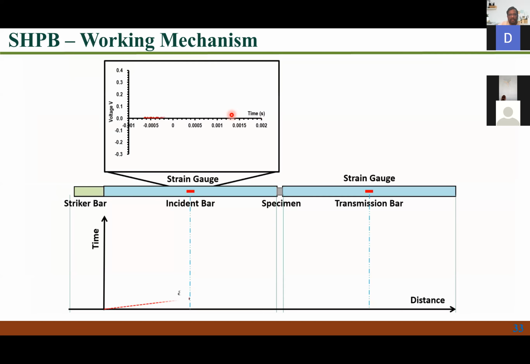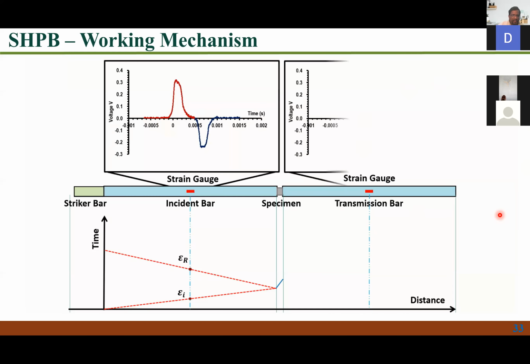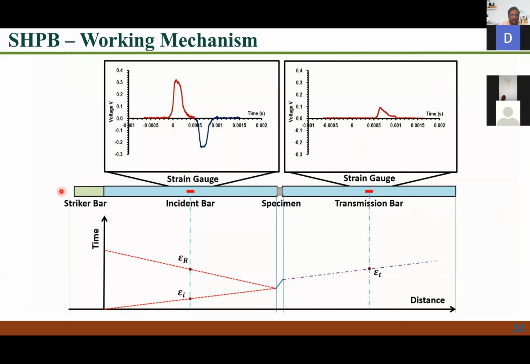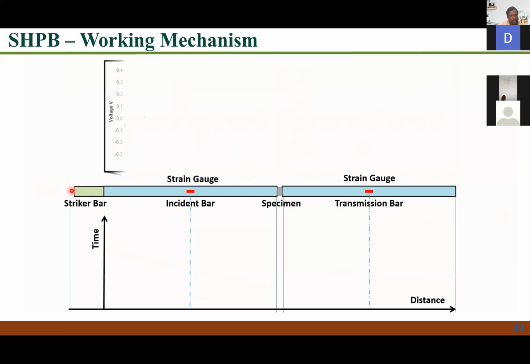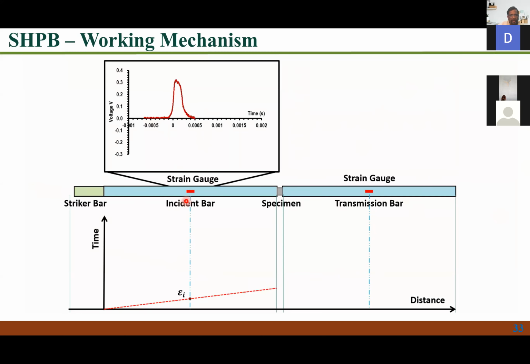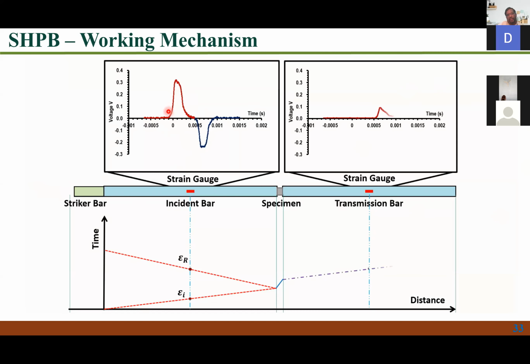Now this is just the schematic of what happens. Like I said, when the striker bar is released, it is going to go and hit the incident bar, and it creates a signal. Okay, the compression wave is going to travel, right, and you create this signal.